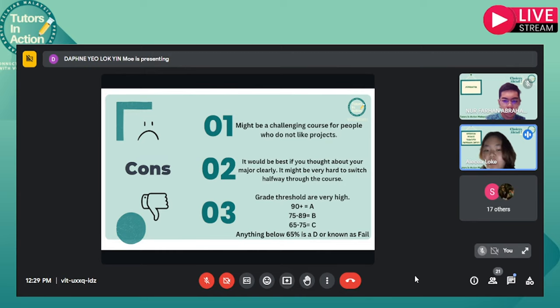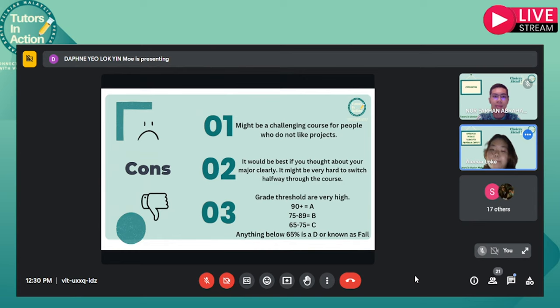And third, the grade thresholds are very high. About 90 and above is an A, 75 to 89 is a B, but I think right now it is 80 to 89 for a B, and then 70 to 79 is a C. The threshold changes almost every semester, but this is the previous semester, and anything below 65% is basically a D, known as fail. If you fail the subject, you have to retake it, or you are not allowed to transfer your credit to other universities.